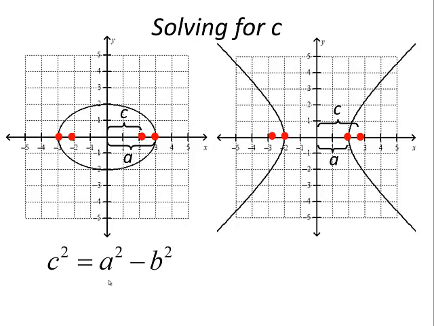Solving for c, on the ellipse this is c squared is equal to a squared minus b squared, and on this one, this is the one that looks like the Pythagorean theorem, a squared plus b squared is equal to c squared.